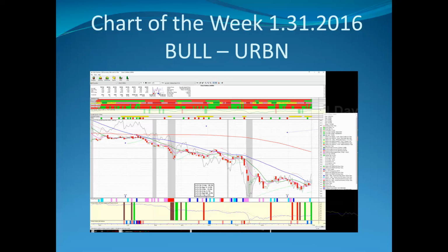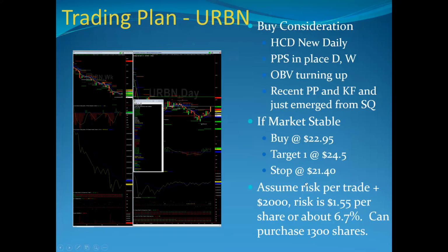So I already showed you why I like Urban Outfitters on the HGSI type chart. Clearly in a big downtrend. Looks to me like it's put in a bottom, and perhaps with this breaking above the 50, you can see the group line in gray going up. It will have a little bit of a run.